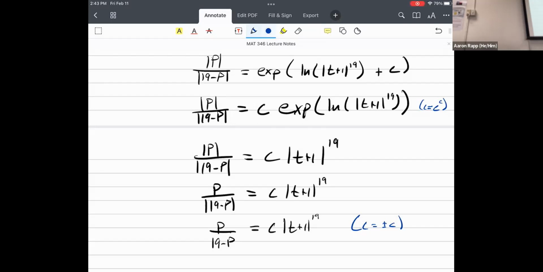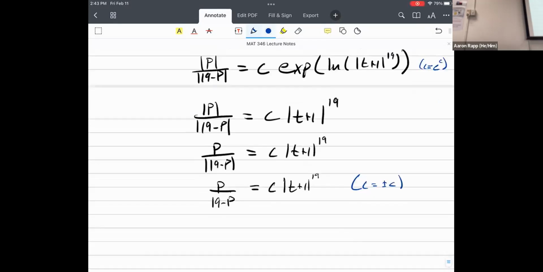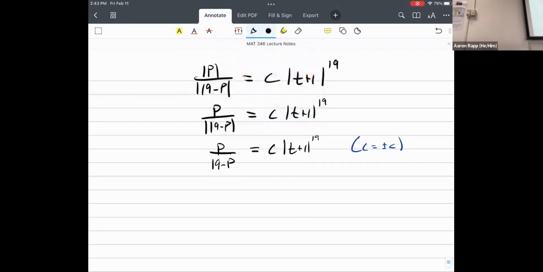Then we've got one more set of absolute values to deal with. Well, time starts at 0 and only increases. So t plus 1 is always going to be what? Positive or negative? Always going to be positive. So the absolute value of a positive number doesn't change it. I can rewrite that as p over 19 minus p is equal to some constant times t plus 1 to the 19th power. Since t plus 1 should always be positive, never have to deal with a negative number, I can drop the absolute value signs. All right, getting a little better. But I still need to solve for p.